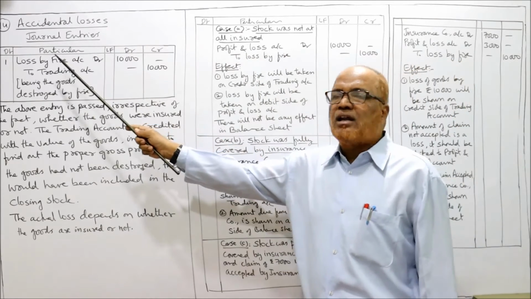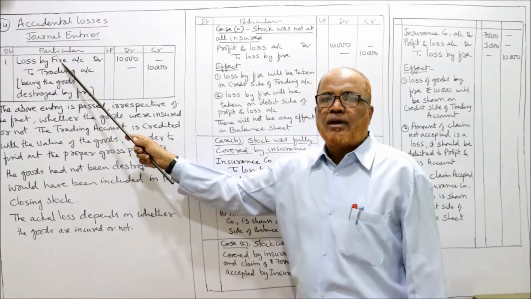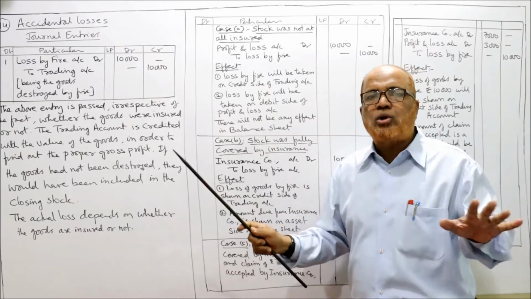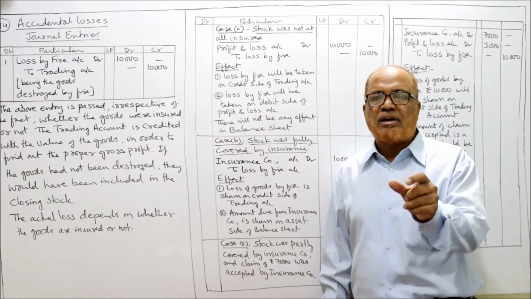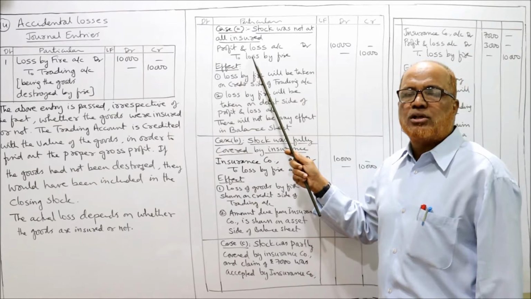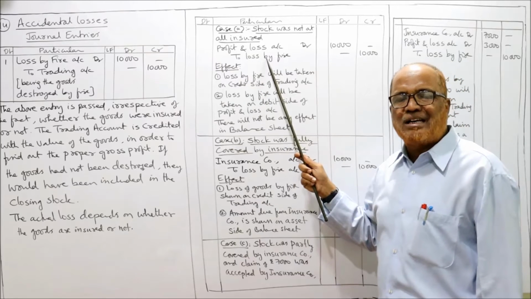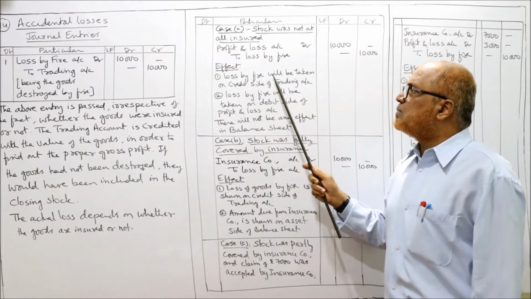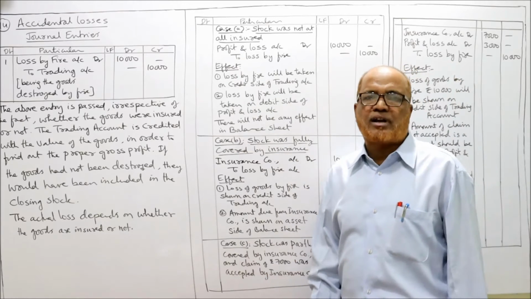In the first entry, we have debited loss by fire. Now we are crediting loss by fire. The loss by fire account will get closed. We have transferred it to profit and loss account. The profit and loss account debit side, loss by fire 10,000. The effect, loss by fire will be taken to the credit of trading account.